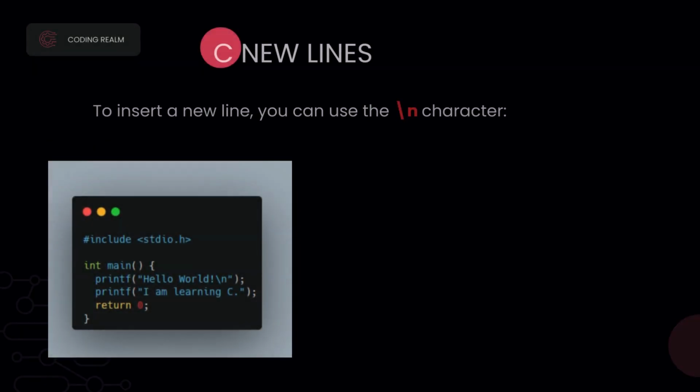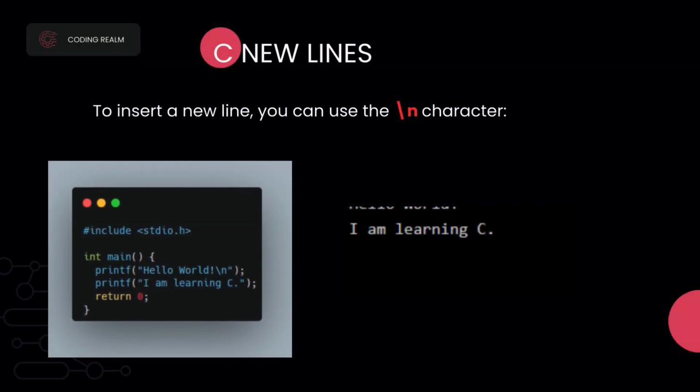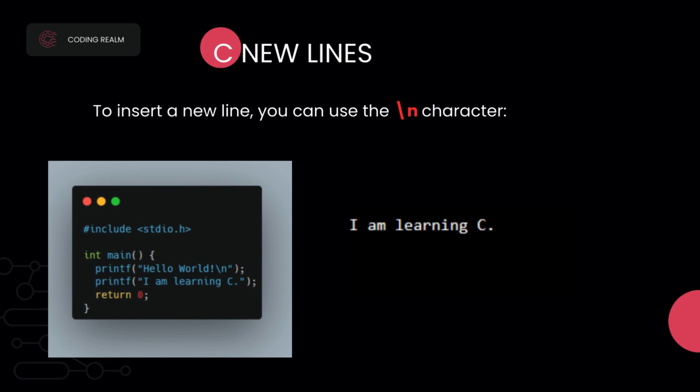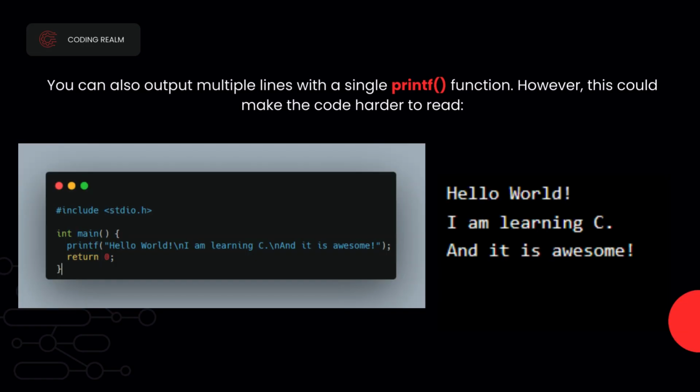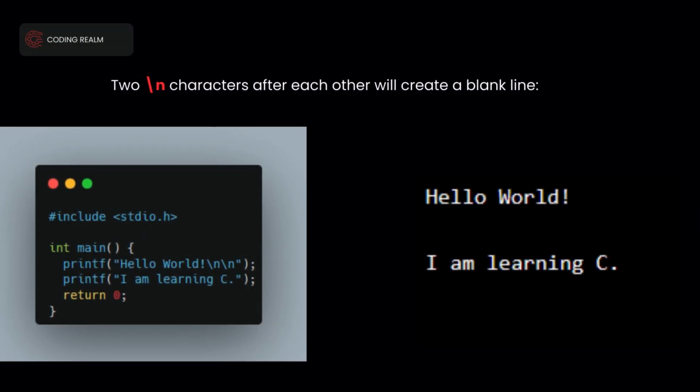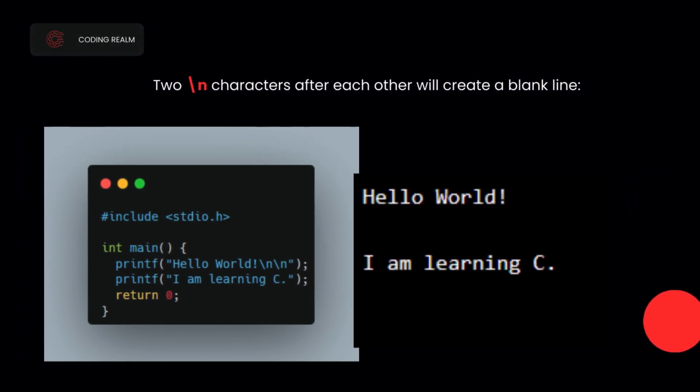How to insert a new line. To insert a new line, you can use the \n character, like in this example where I put the new line after the hello world. You can also output multiple lines with a single printf function. However, this could make the code harder to read. Two \n characters after each other will create a blank line.